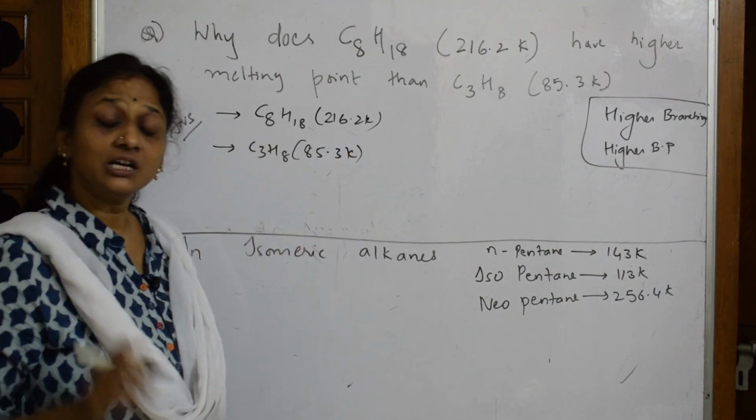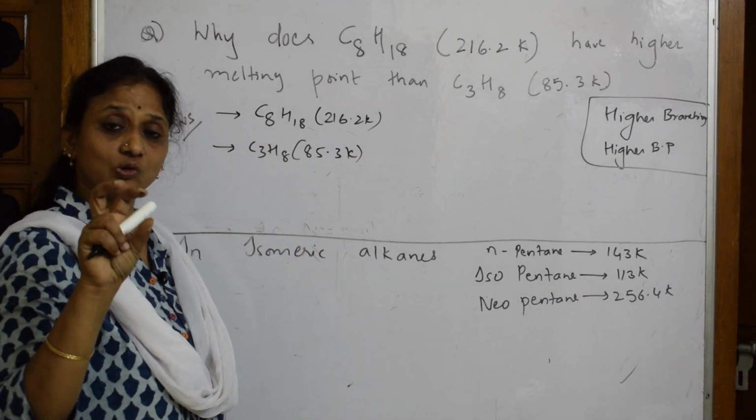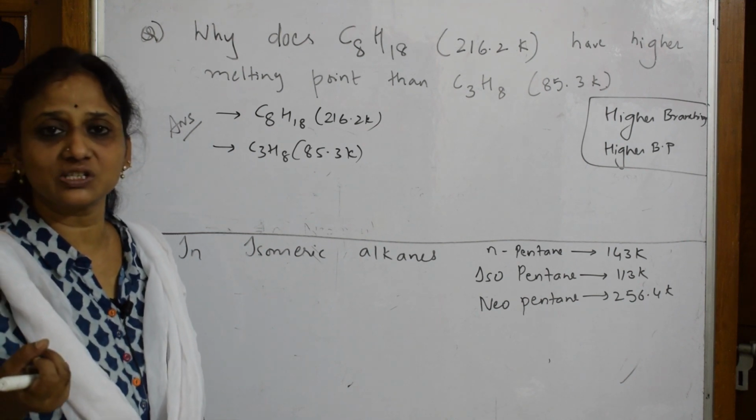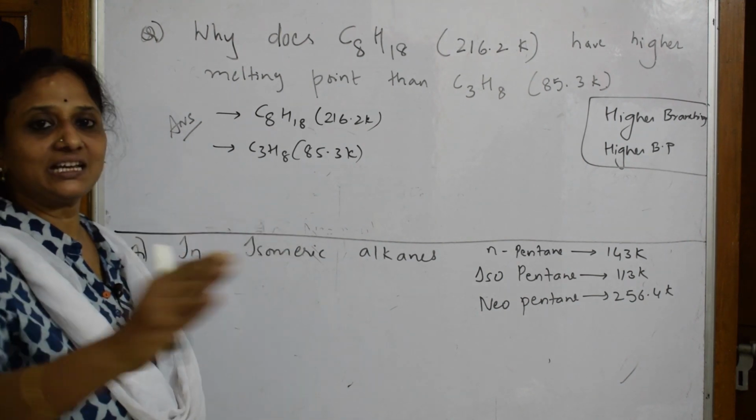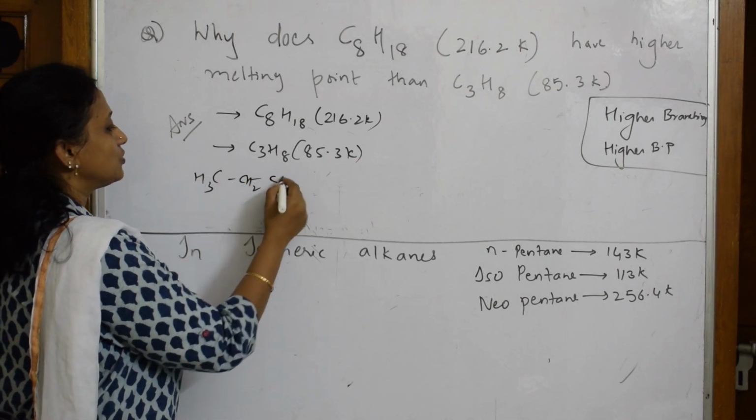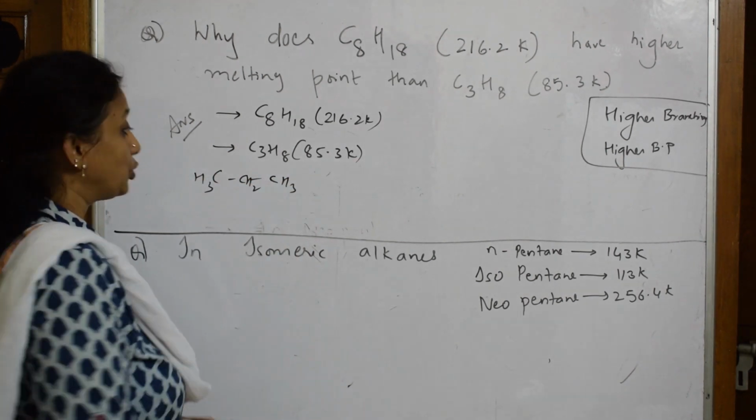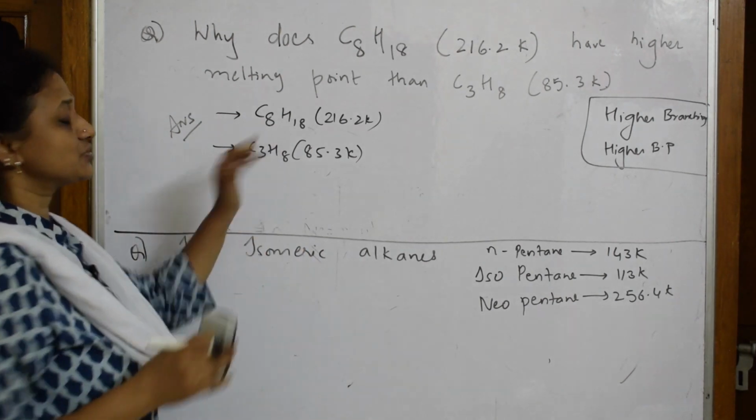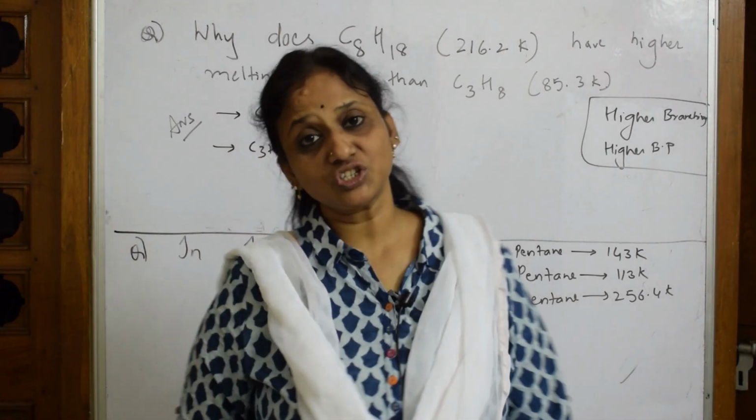When I see the molecule, the compact nature or the close packing of that molecule is very much more. Here it is C3H8 only. It is like this: 1, 2, 3 carbons with hydrogens. It is like the straight chain, no branching. But here when it comes to C8H18, there's branching in the molecule.